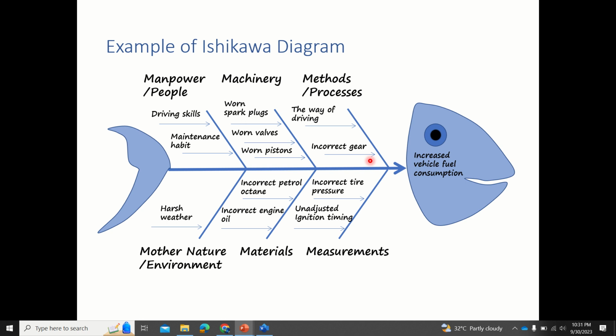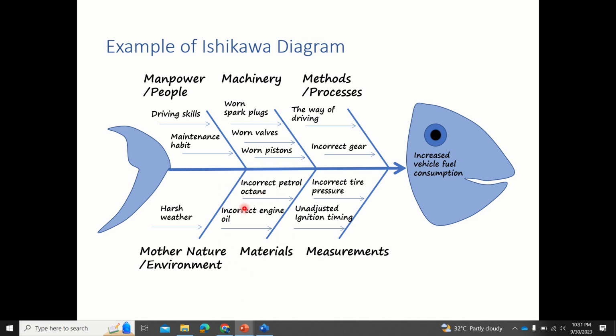So probably my way of driving is really bad, which increases the fuel consumption, or I'm putting in the incorrect gear, driving in second gear for a long time, so fuel consumption is more, say if it is manual driving, right? And measurements is like incorrect tire pressure. My tire pressure is supposed to be 32, but it is actually 40 or something like that. So I do have some issues with my tire, and ignition timing is not adjusted properly. And machinery, the vehicle which I'm using has some worn out parts which have to be replaced, but I have not replaced them yet.